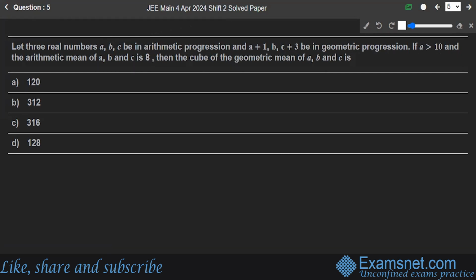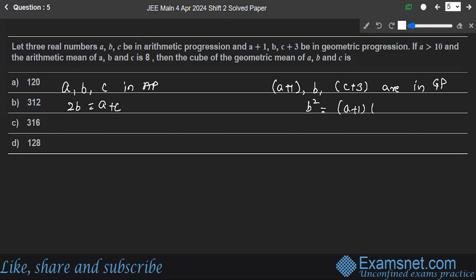Actually, it's a pretty easy question. Always you have such questions in which AP and GP combine, AGP type questions. You have three numbers. First, A, B, C are in AP. Second, A plus 1, B and C plus 3 are in GP. So from here you have 2B is equal to A plus C, and B squared is equal to (A plus 1) into (C plus 3).